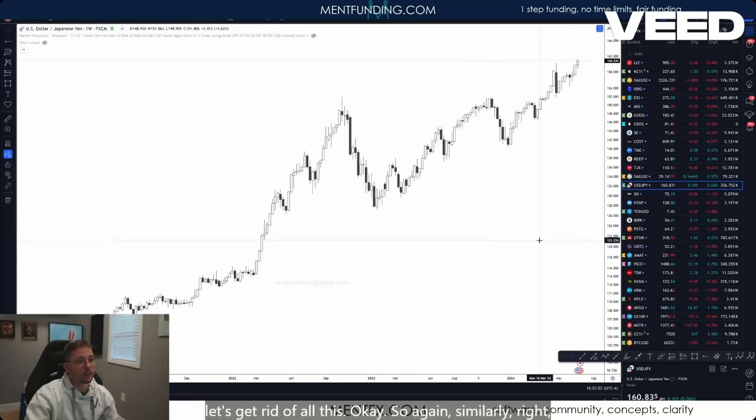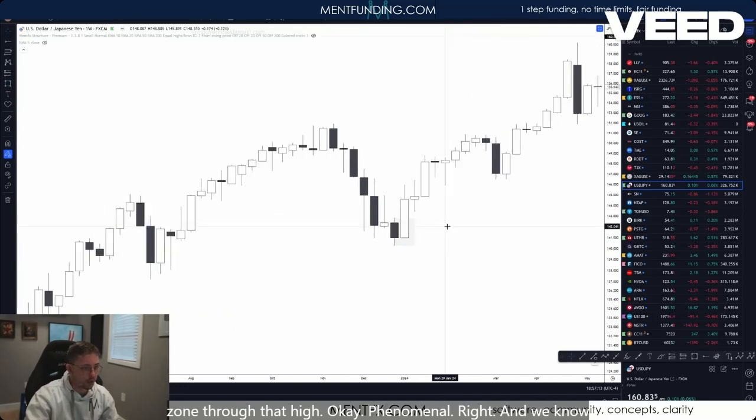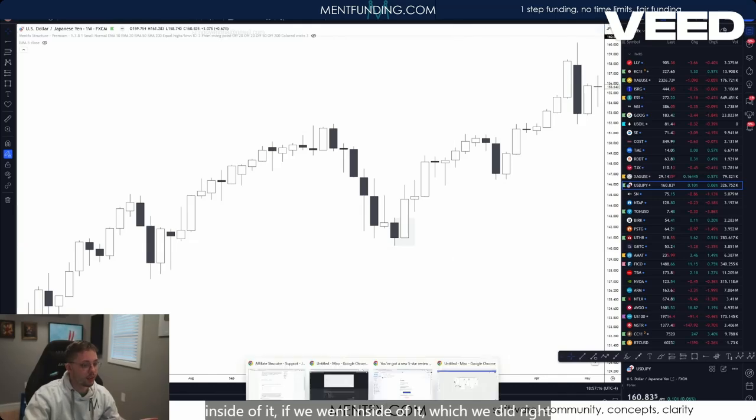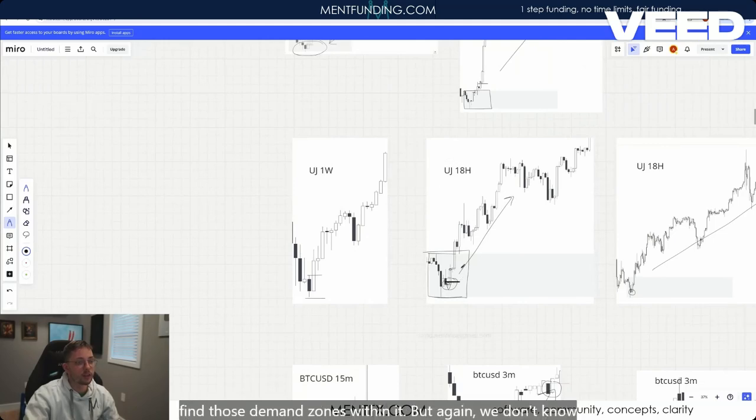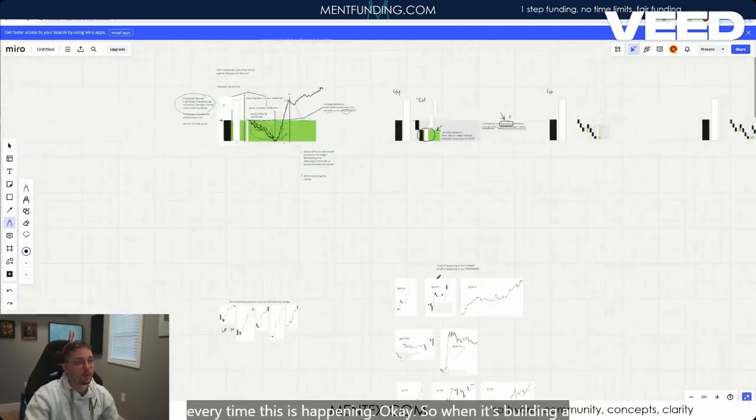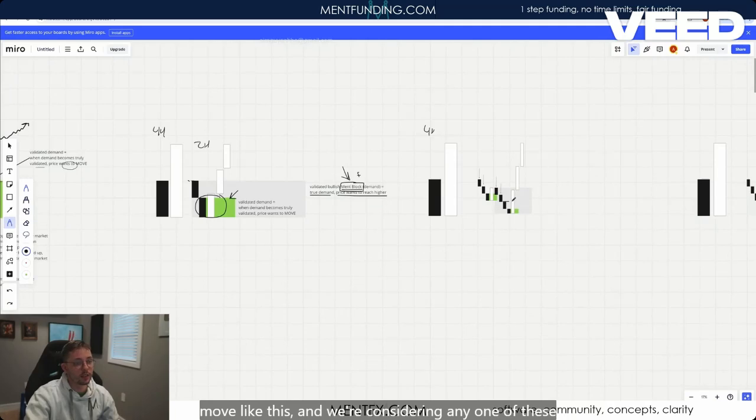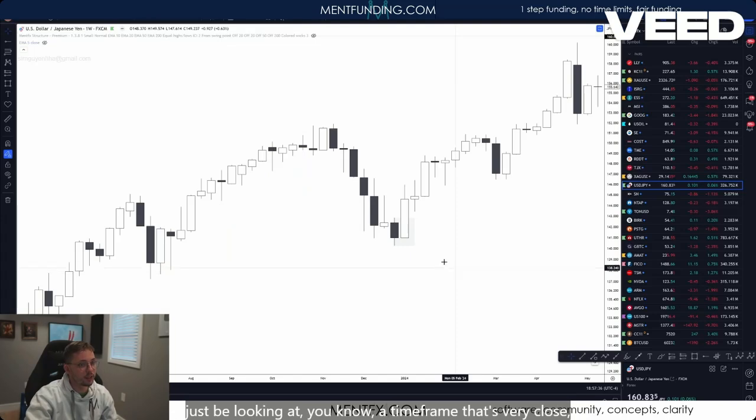Okay, so again, similarly, this is one of the demand zones we've personally looked at through the examples in the course at the moment, which is this guy right here, which we know is a validated demand zone through that high. Okay, phenomenal, right? And we know inside of it, if we went inside of it, which we did right here, on an 18-hour, we're going to find those demand zones within it. But again, we don't know every time this is happening. Okay, so when it's building a move like this and we're considering any one of these points as a potential buy stop or as a potential demand validation or an MB validation, what's happening is we might just be looking at a time frame that's very close but not exact.